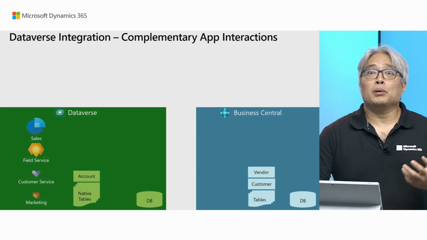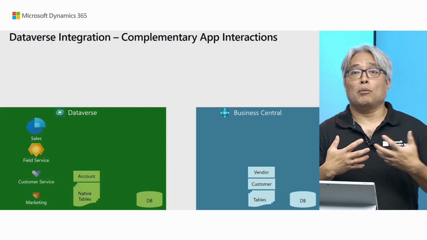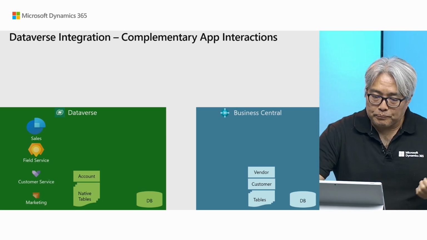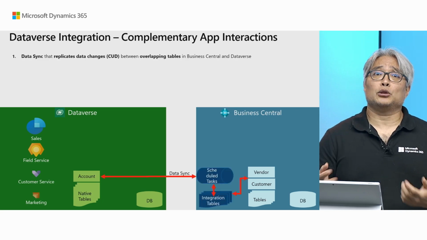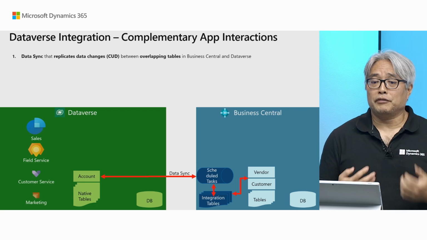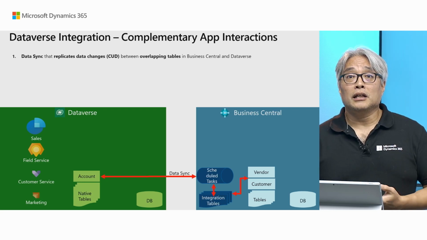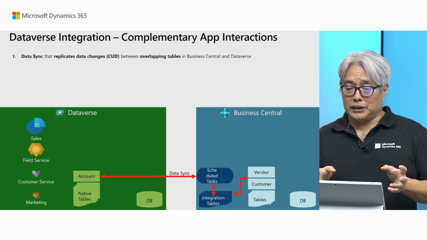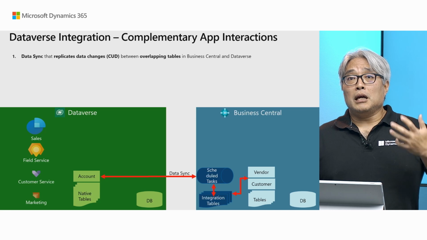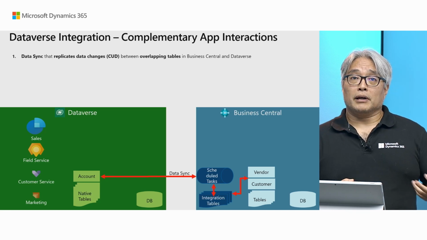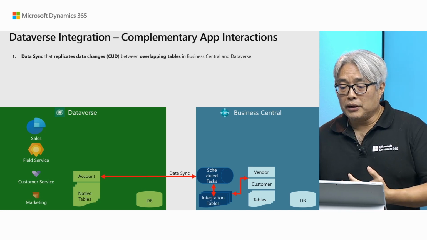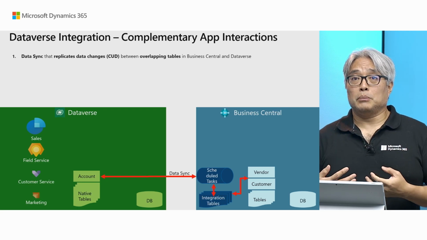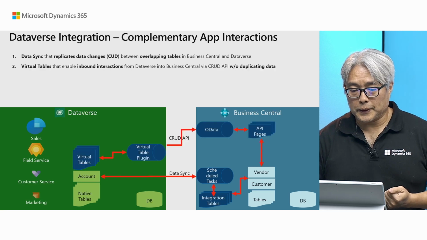So let me talk about the complementary app interaction that forms the fabric of Dataverse integration. Let me just give you a review. First, the data sync that actually replicates data changes whenever data is created, updated, or deleted between overlapping tables in Business Central and Dataverse. For example, in this picture, the overlapping tables are the account table, the native account table in Dataverse, with the vendor and customer tables in Business Central. So you can actually sync those tables together using data sync, right?